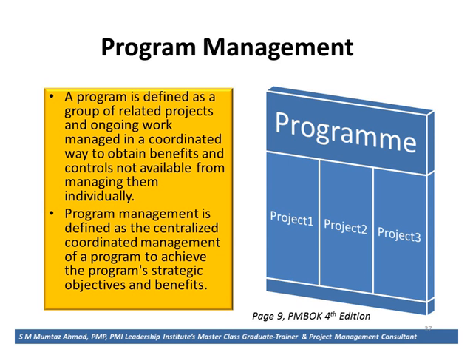In order to understand program management, first let us refresh the definition of program. A program is defined as a group of related projects and ongoing work managed in a coordinated way to obtain benefits and controls not available from managing them individually. Based on this definition of program, we will define program management as the centralized, coordinated management of a program to achieve the program's strategic objectives and benefits.